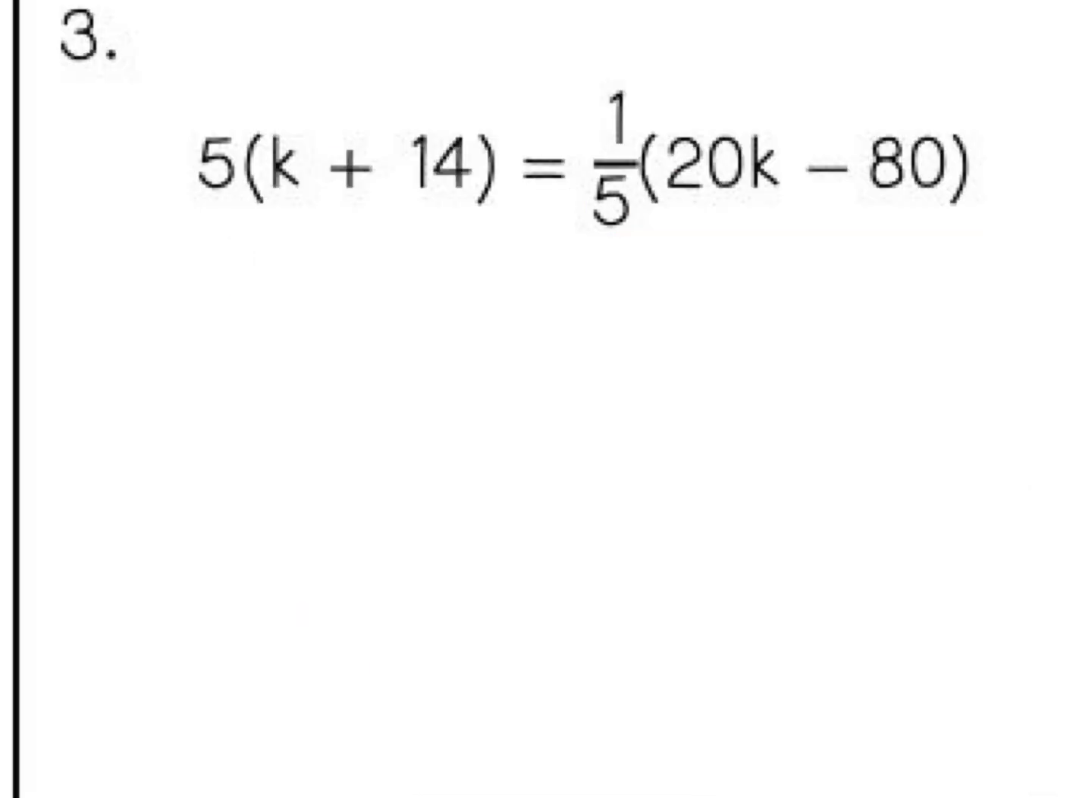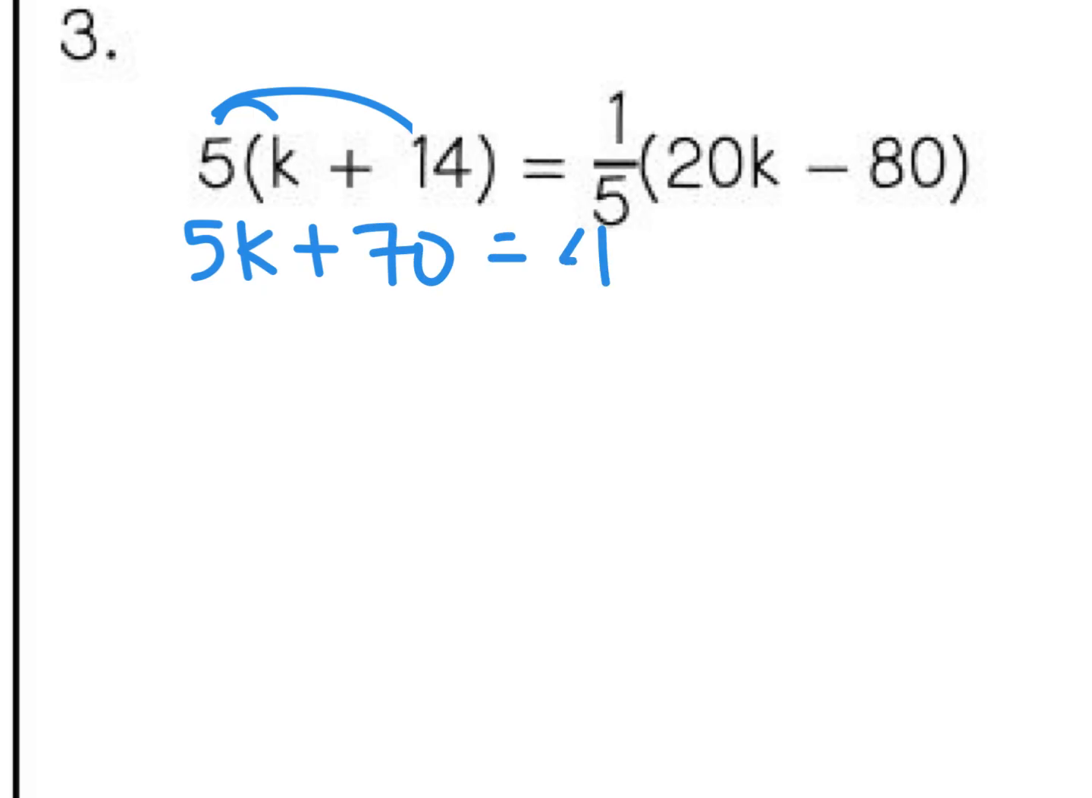All right, let's see what we got. We got to start with what? Step 1. We need to distribute. Let's see what we got. 5k plus, what's 5 times 14? 70. And 1/5 of 20 is 4. Don't forget your k. And this is 16, yes? Negative 16. Make sure your sign, right? Positive times a negative is a negative.